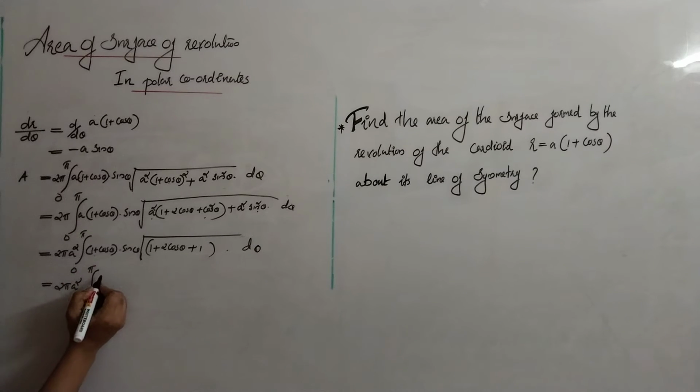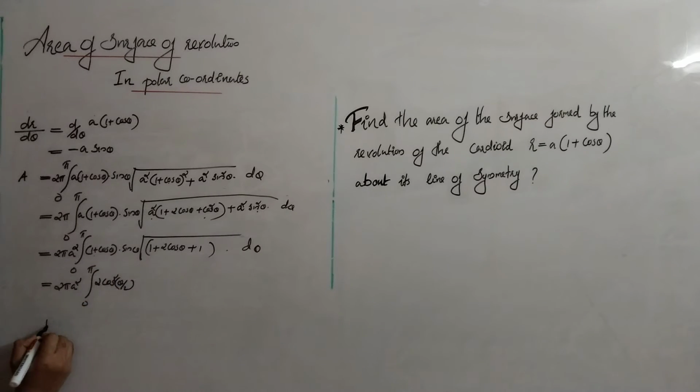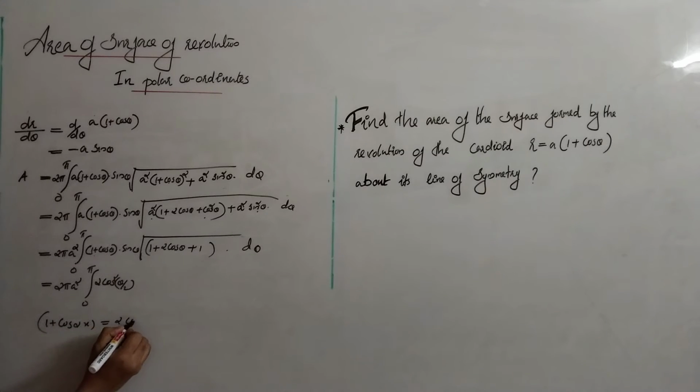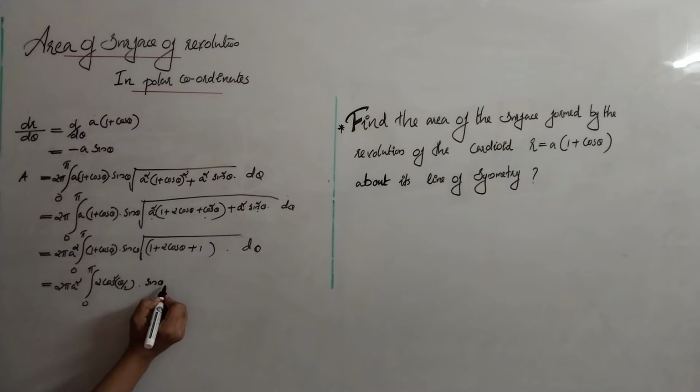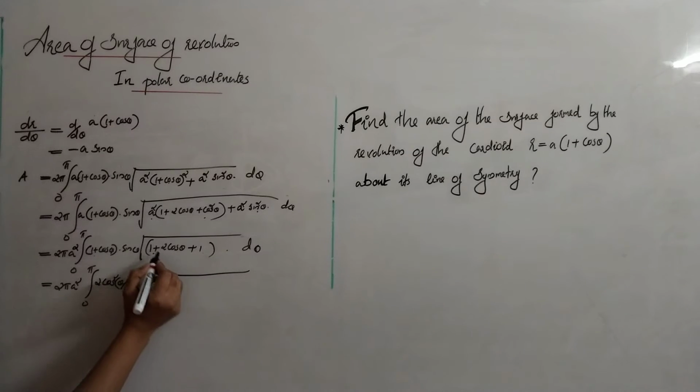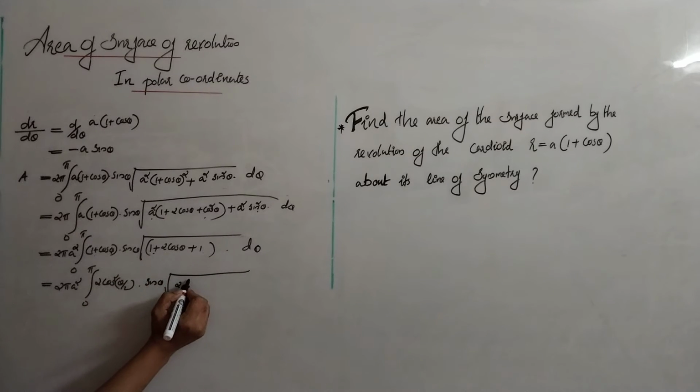What? 2 cos square theta by 2. We know that 1 plus cos 2x is 2 cos square x. Instead of 2x we have theta, then here theta by 2. Into sin theta into root of 1 plus 1, 2, 2 into 2, 2 plus 2 cos theta, that is 2 into 1 plus cos theta.